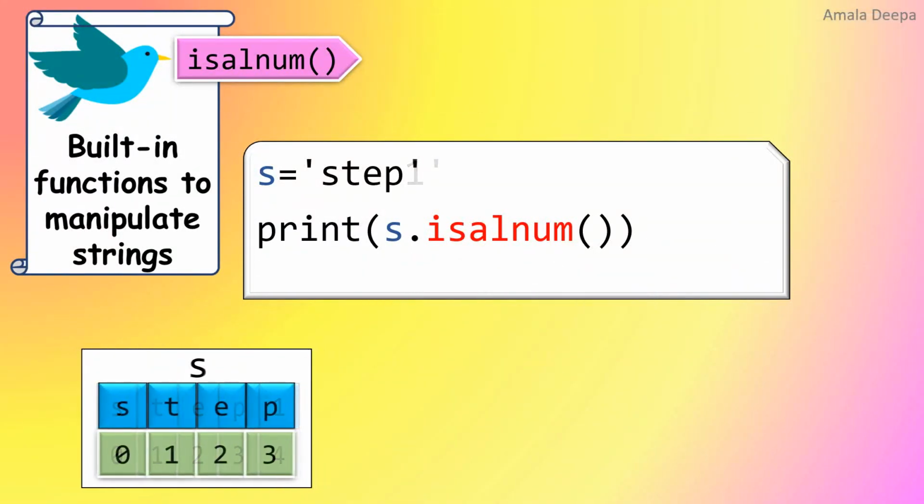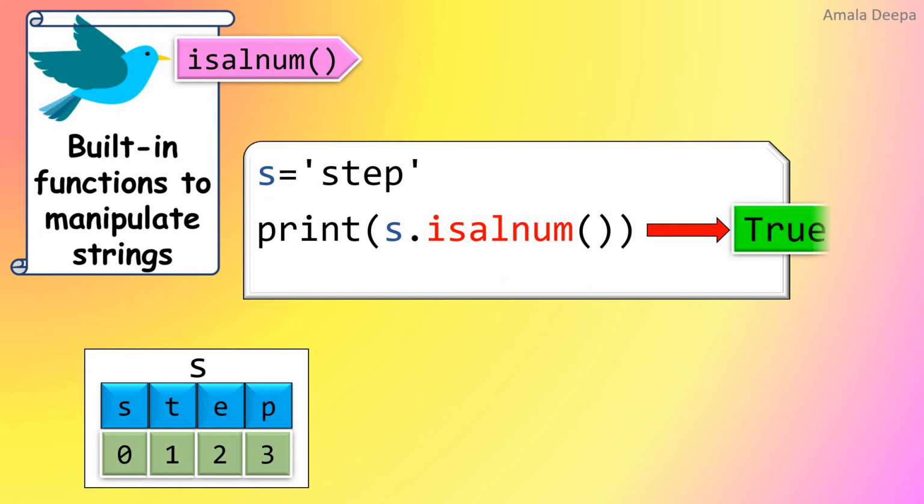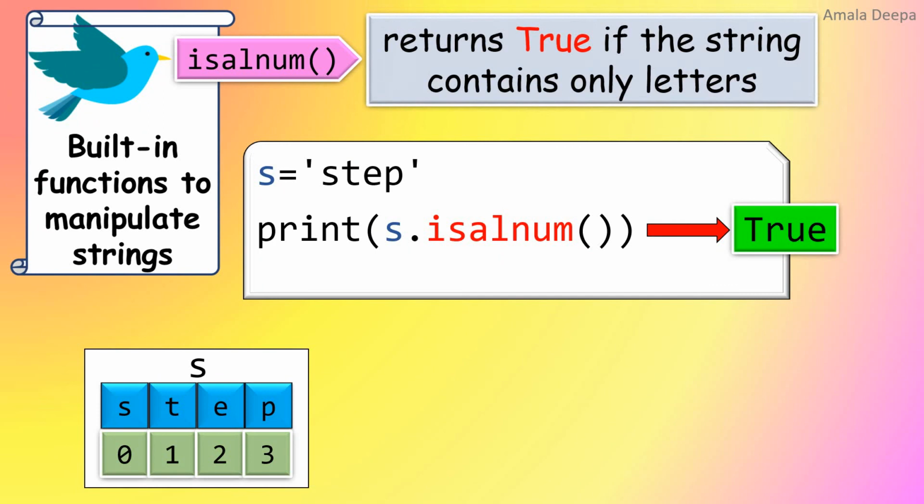Look at another example. Now I have taken the string object S to contain only letters, STEP. So what will be the output of this print statement? Once again, true. So from this we can understand that the isalnum function returns true if the string contains only letters.